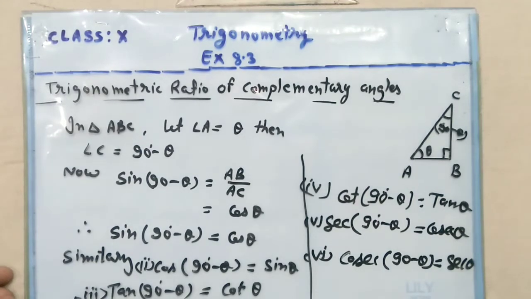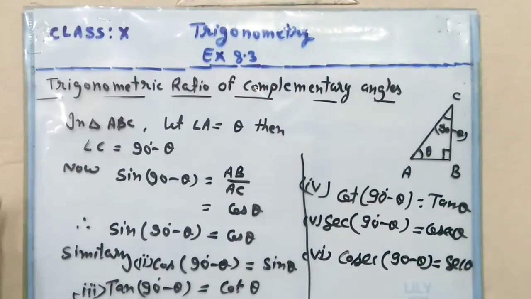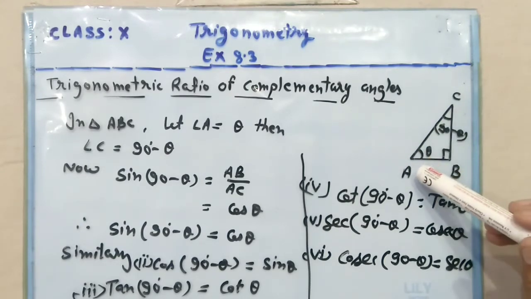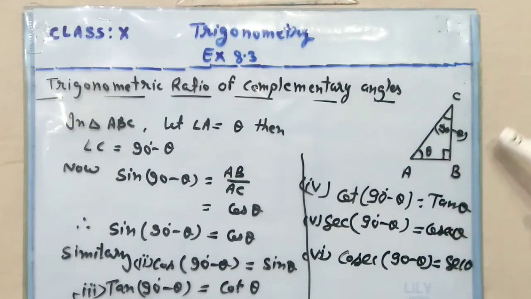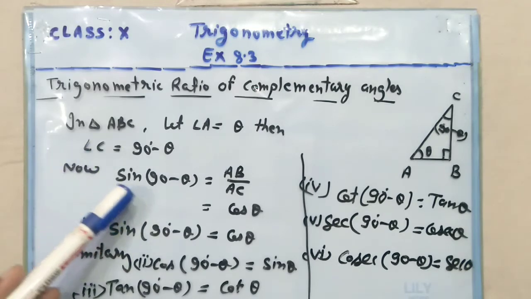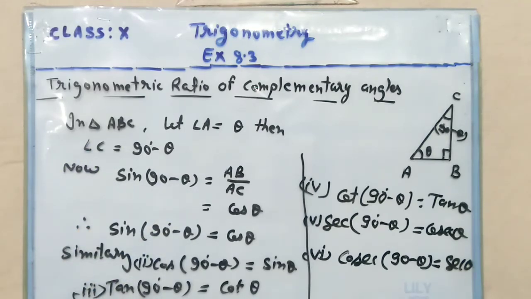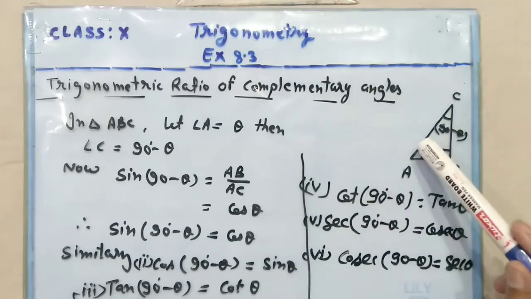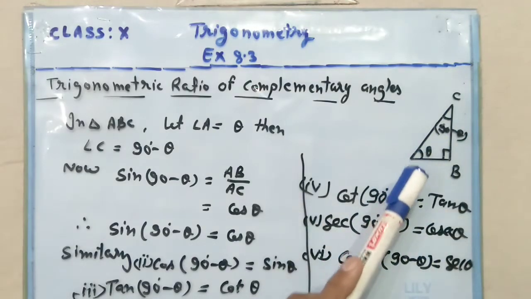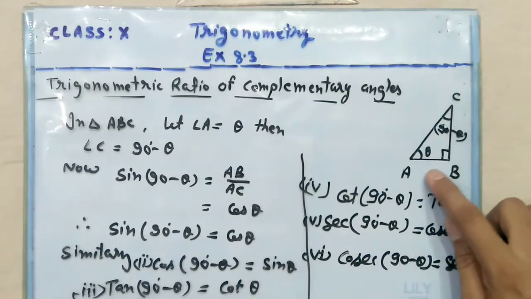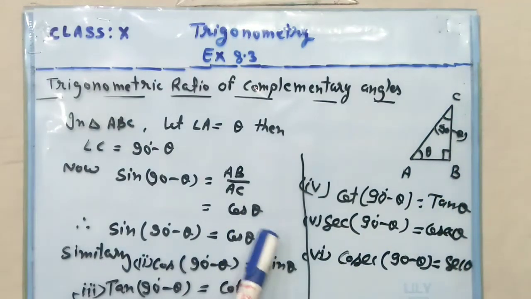Trigonometric ratios of complementary angles. Suppose you are given this triangle ABC, with a 90 degree angle. Let angle A be theta, B is 90 given, and then C will be 90 minus theta. So in triangle ABC, if I need to find sine 90 minus theta, you know very well the side opposite to the concerned angle is always the perpendicular. So sine 90 minus theta is equal to AB upon AC. But from the side of angle A, from theta, this is the base and this will be the hypotenuse, so this will be cos theta. So sine 90 minus theta will come to cos theta.